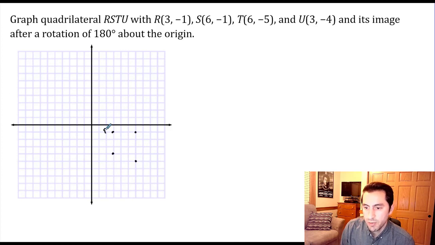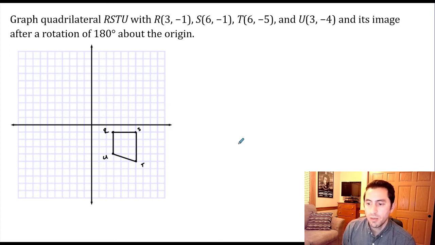So let me label these. We have R, S, T, and U. I'm just going to connect these together to form our quadrilateral. All right, so here's our quadrilateral. It's down in quadrant 4, and we want to do a rotation of 180 degrees. We're always going to rotate counterclockwise unless it tells us differently.